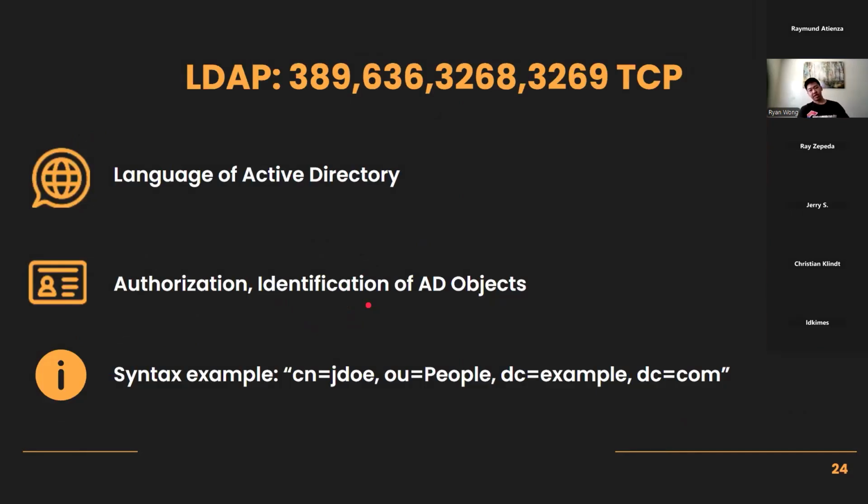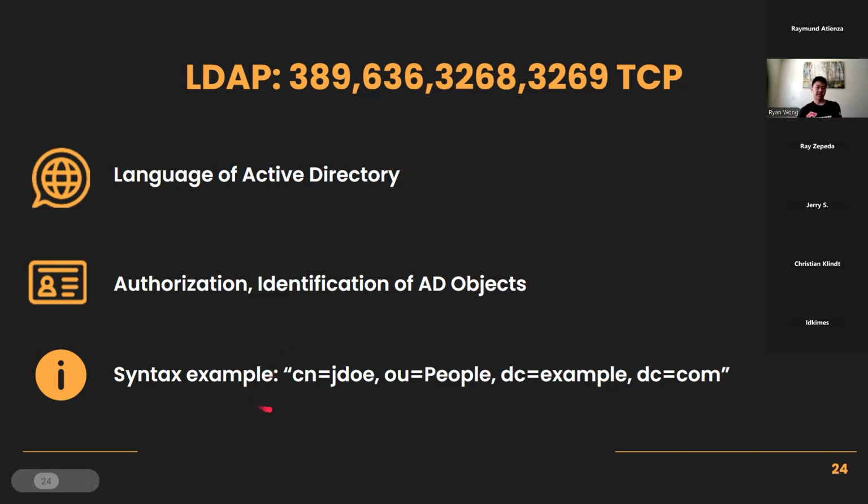LDAP is essentially the language of Active Directory. When dealing with LDAP, it's going to be dealing with a lot of authorization, identification of AD objects, and so on. LDAP is basically like a large database of Active Directory information. So if you can efficiently query LDAP, you can look up whatever information you need from Active Directory, which is why a lot of tools rely on LDAP to search for information.